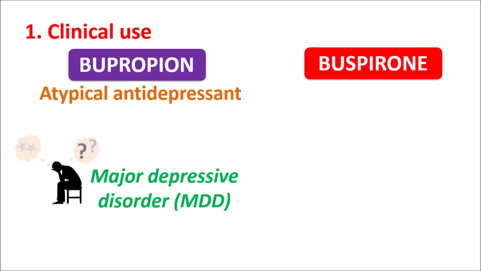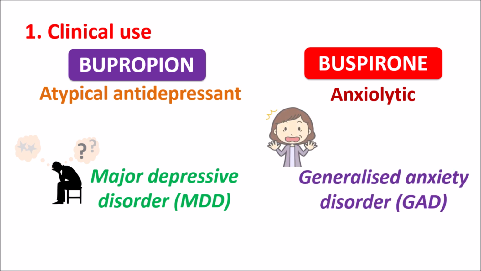On the other hand, Buspirone is not an antidepressant. It is classified as an anxiolytic. So it can be used to treat anxiety and it is particularly indicated for the treatment of generalized anxiety disorder, GAD. This is an anxiety condition without any proper reason, which can be observed for long periods. In such conditions, Buspirone can be given to control the anxiety.